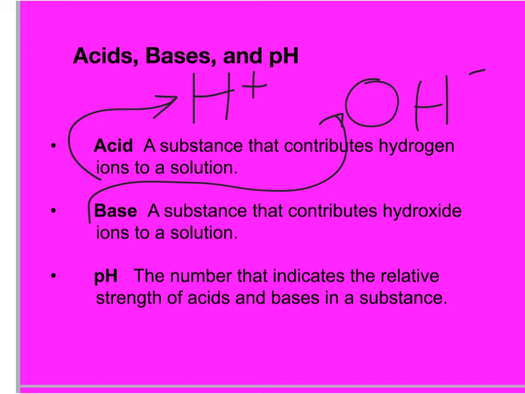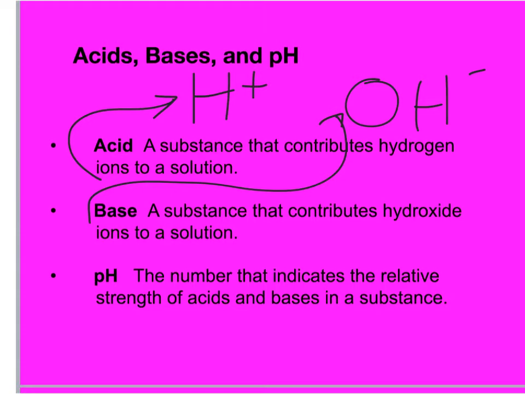But the pH indicates the relative strength of an acid or a base, basically how many H pluses or OH minuses it's producing. A pH value of 7 is often pure water, and that is completely neutral, meaning that the number of hydrogen ions and the number of hydroxide ions are equal. Anything above 7 is basic or alkaline, and anything below 7 is acidic. So the lower the number, the stronger the acid, and the higher the number, the more basic the substance.